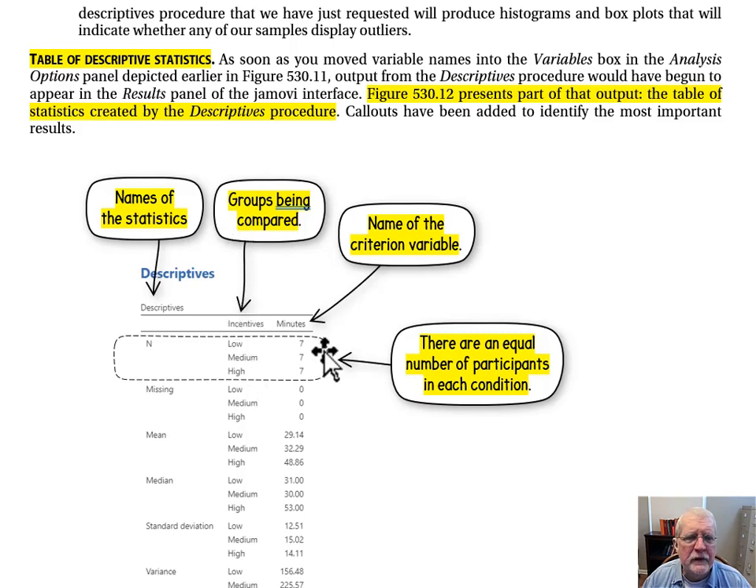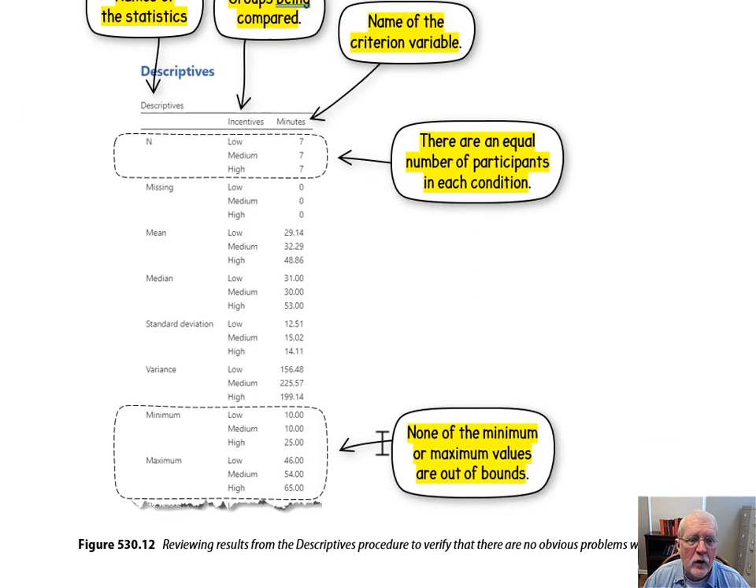The number of people in the low condition was 7, the number of people in the medium condition was 7, and the number of people in the high condition was 7. The name of the criterion variable being analyzed appears here, and it is minutes of exercise. Looking at these sample sizes, it looks like there's an equal number of participants in each condition. That's a good sign, no obvious sign we did anything wrong.